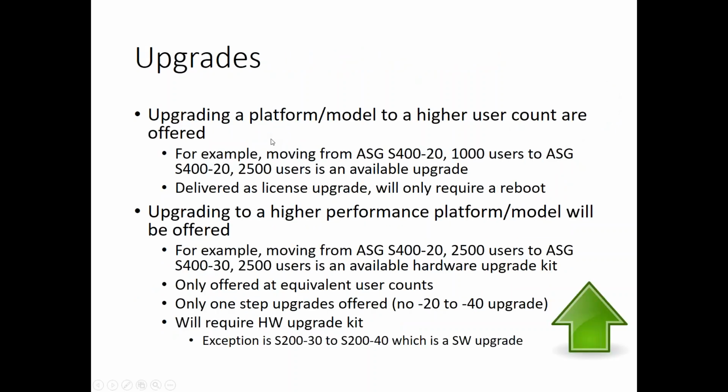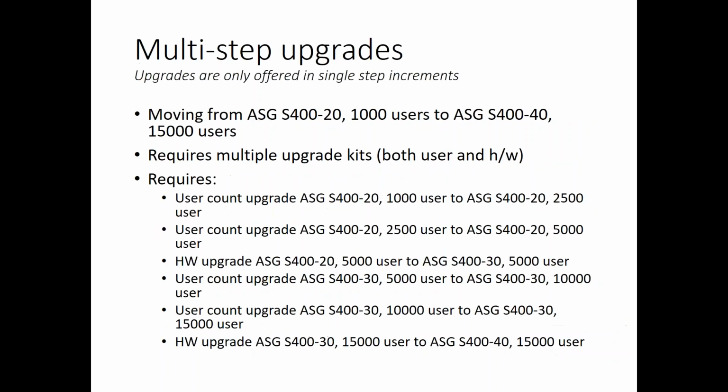So again, upgrading to a model with a higher user count is offered. For example, here using the 420 for 1,000 users, you can move that right up, and it's delivered as a license upgrade, only requiring a reboot for it to take effect. You can also use a hardware upgrade kit, so you can upgrade one device to another to support more users and also to give more capacity. Some of the upgrades are offered in single-step increments. So again, this just gives you an example.